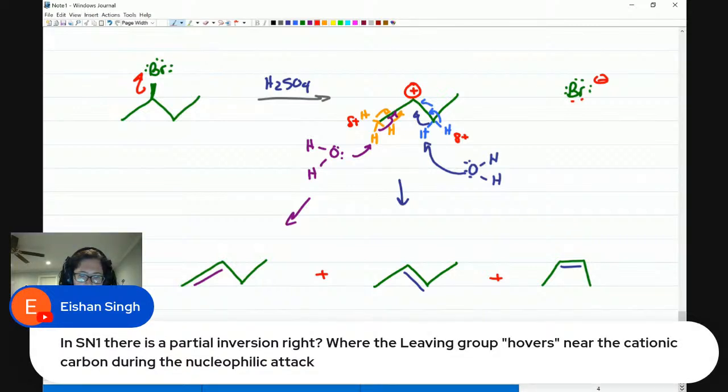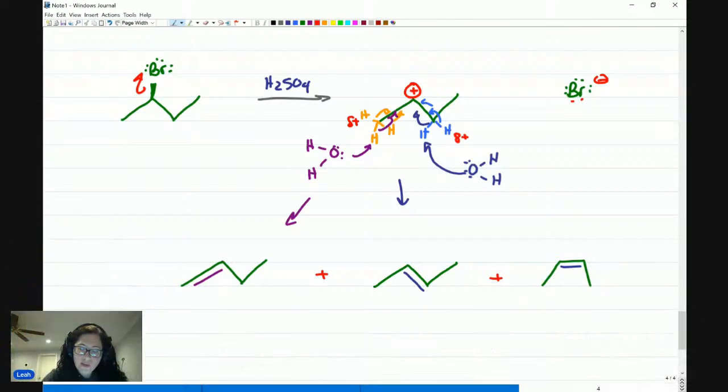In SN1, is there a partial inversion when the leaving group leaves? Technically, yes, but I want to say 98% of my students don't learn that, so I don't bring it up.